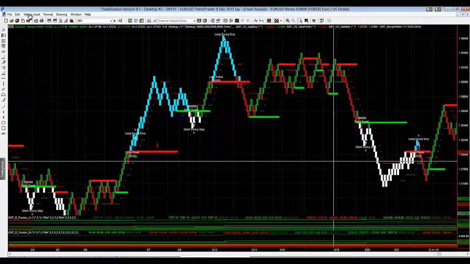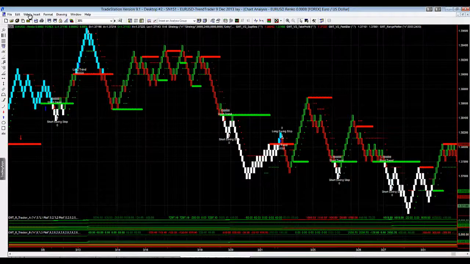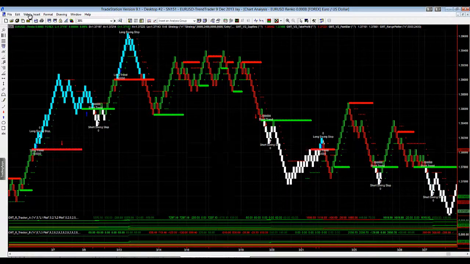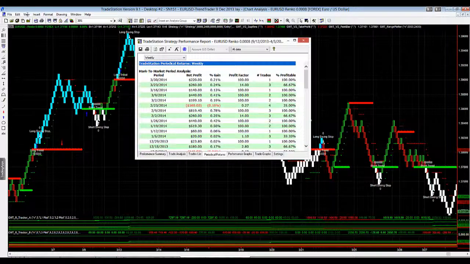Obviously when we get a short setup, they're very easy. We break support and price starts to move below our support line, and we get the white bricks. So the white bricks are our short setup. And I'll show you what our performance has been on this strategy. This one is very consistent. It's SN151. It tracks really well.